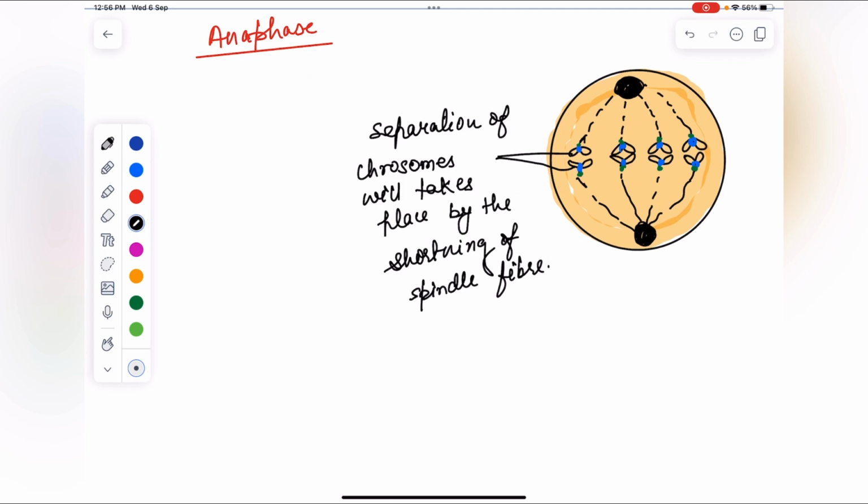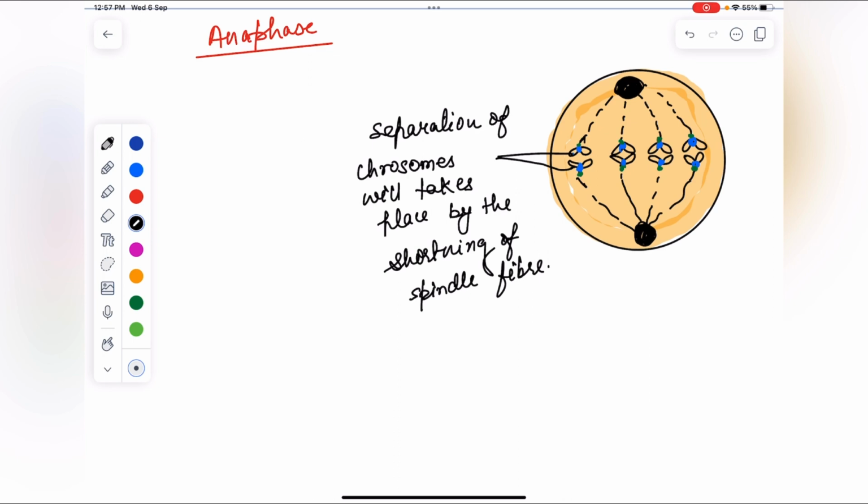Centromere, which holds the two chromatids. This is the centromere which holds the two chromatids. These are the two chromatids attached with the centromere, and they get detached by the shortening of the spindle fiber. They get split and separated as daughter chromatids. Now these two are called daughter chromatids, and they will start migrating towards the opposite pole.